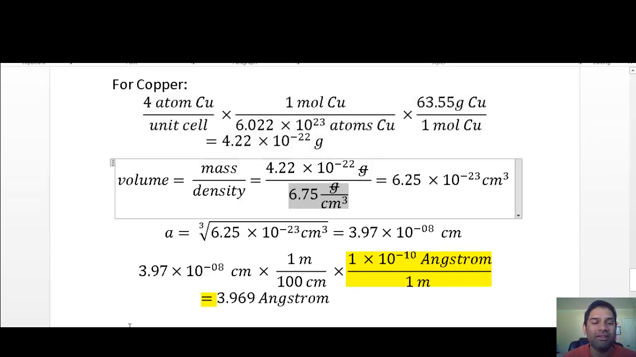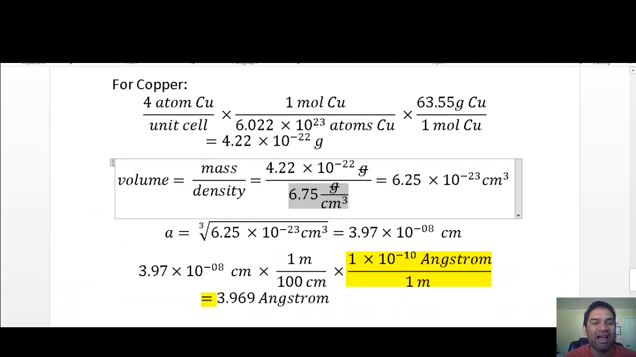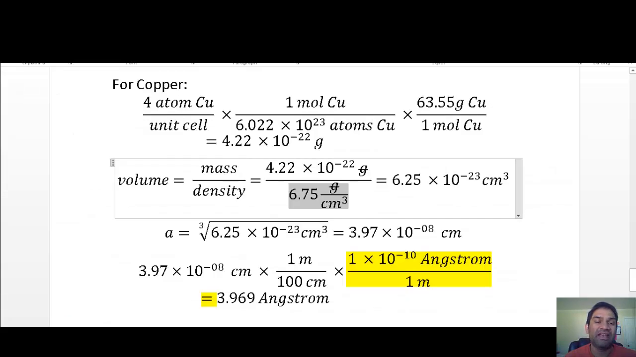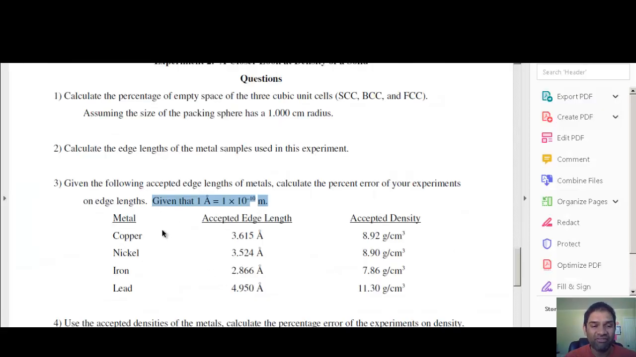The only thing I want to warn you here is when you do your values for iron, iron will be 2 atoms of iron per unit cell, and you're going to put in the density you got for iron. Now for the hexagonal closest packing, that's going to be 4 atoms per unit cell. So the exact same position here for zinc, 4 atoms of zinc, and then you're going to put in the value of the density that you calculated for zinc. In my data, I calculated a density of 5 grams per mL. So that's how you will work for all of these 4 metals, getting the appropriate edge lengths.